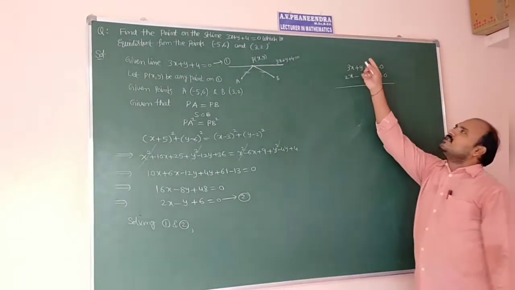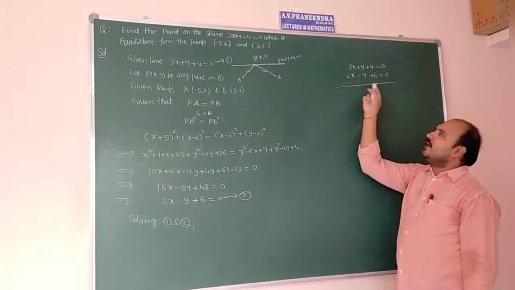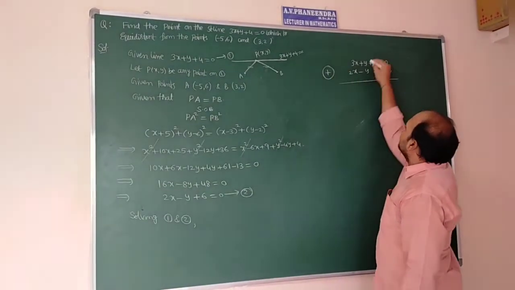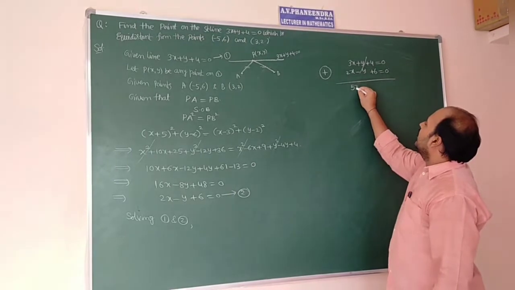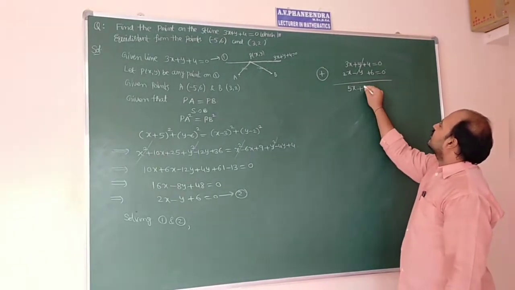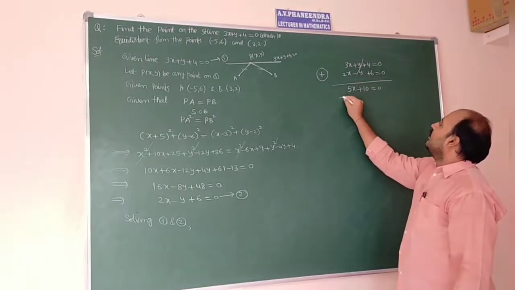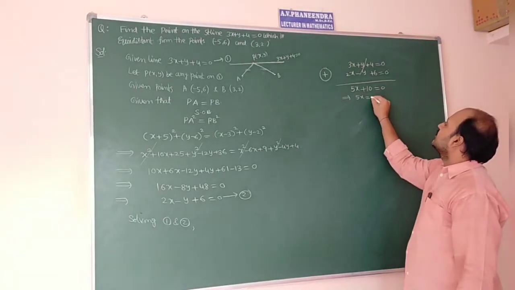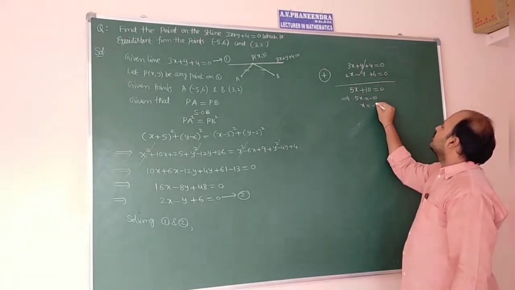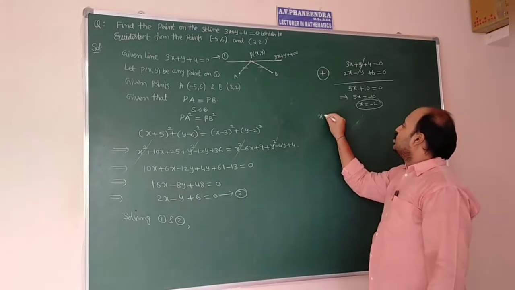In both the equations, the y coefficient is positive here and negative here, so we have to add both the equations. You can cancel it here. 3x plus 2x is 5x, plus 4 plus 6 is 10. That implies 5x is equal to minus 10. x is equal to minus 2.